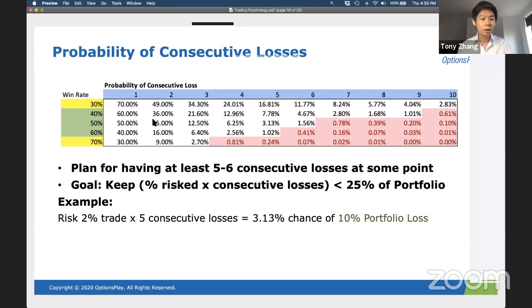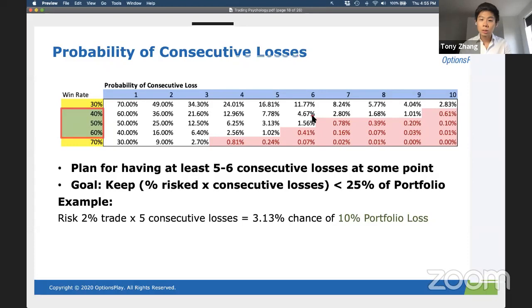In order to do that, we have to look at the probability of consecutive losses. What I have here is the probability of having a certain number of consecutive losses across the top, based on the win rate of your strategy. On the very low end, if you're just buying calls all the time or puts all the time, you're going to see about a 30% win rate. On the other hand, if you're selling relatively high probability credit spreads, you're going to find yourself closer to 70%. But most win rates are somewhere in the 40 to 60% range for most traders.